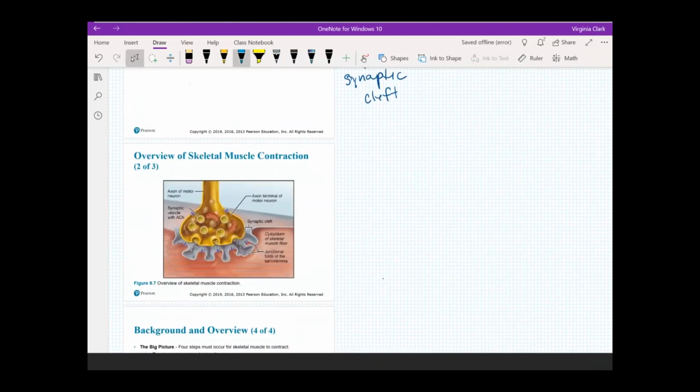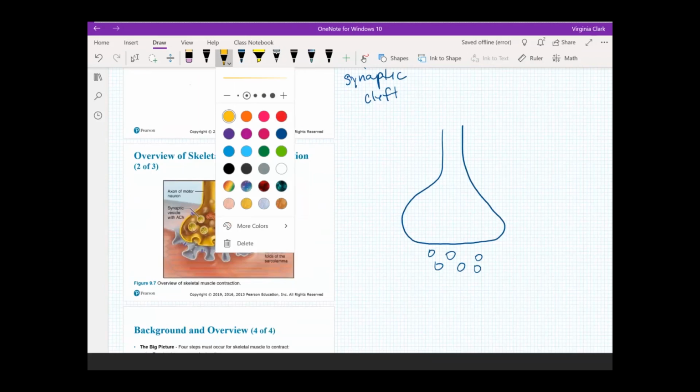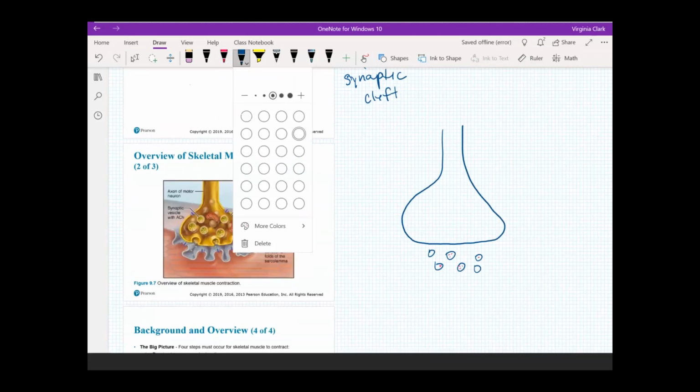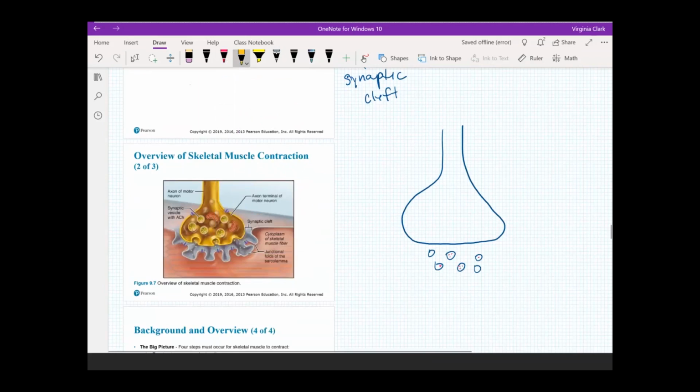Here is a great blown up example of what we're talking about. Here is our axon terminal. Kind of looks like here's the buds coming out of it, and across is going to be our synaptic vesicles. Inside our synaptic vesicles are our acetylcholine neurotransmitters. As they travel across the synaptic cleft, they are going to bind on the other side of our sarcolemma. So this is what is happening with this connection between the nervous system and the muscular system.